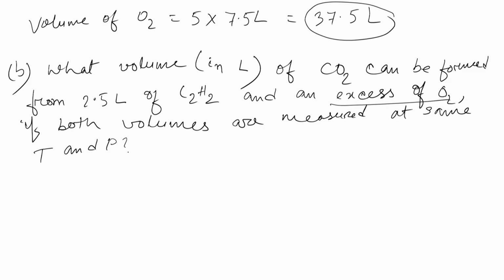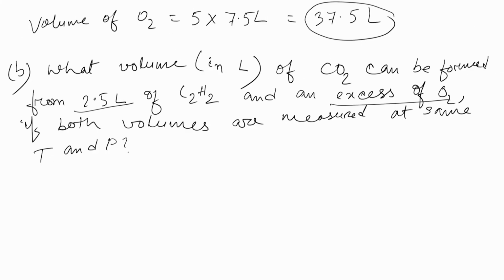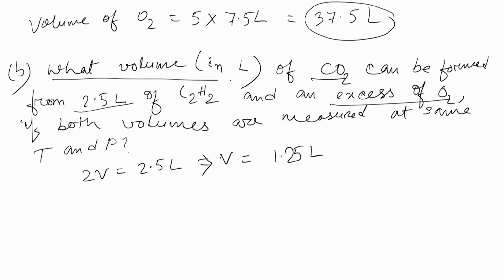So the volume of oxygen is not given here, but the volume of acetylene is given. So what do we know? That the volume of acetylene is 2V. So again 2V is equal to 2.5 liters, or V is equal to 1.25 liters. This is the common factor of volume.